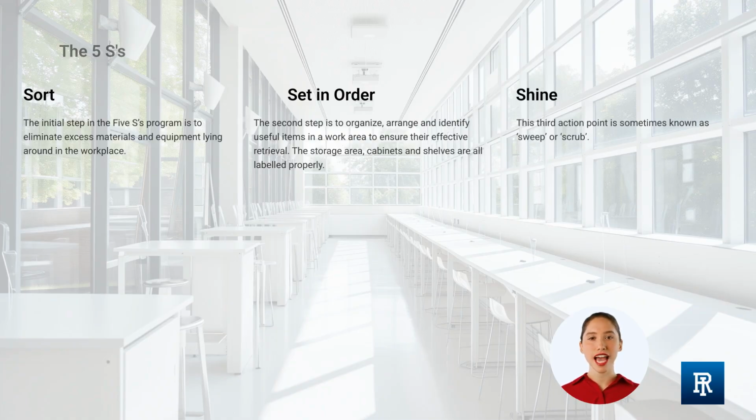Shine. This third action point is sometimes known as sweep or scrub. It includes down-to-basics activities such as painting equipment after cleaning, painting walls and floors in bright colors, and carrying out a regular cleaning program.